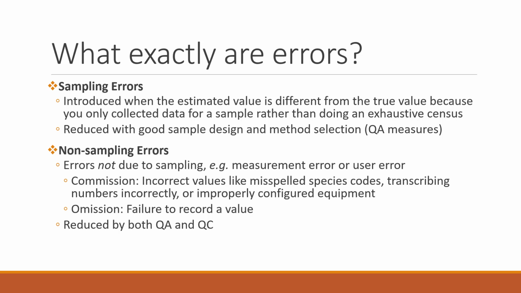There are two types of errors, sampling and non-sampling. Sampling errors happen because we don't sample every square meter of BLM land. Sampling errors are no one's fault. With good sample designs and method selection, we can reduce the sampling errors. Non-sampling errors are pretty much just human errors. These errors are just spelling something wrong or forgetting to record something. It happens. But with QA and QC, we can reduce these errors.